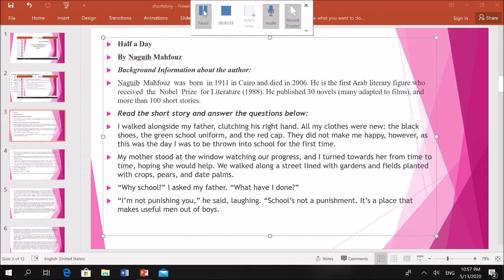Why school? I asked my father. What have I done? So according to the little boy, going to school is some sort of punishment, and he was asking his father what has he done to send him to school.